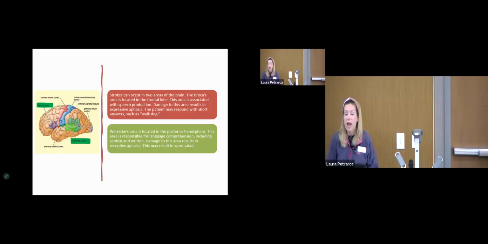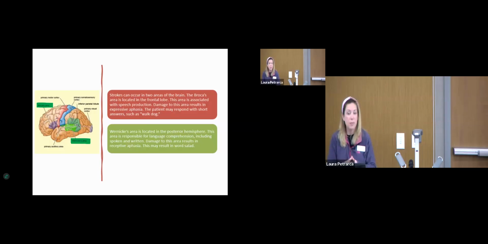Like, okay. And then the Wernicke's area, which is in green, if you can see that, is located in the posterior hemisphere. This area is responsible for language comprehension, including spoken and written. The damage to this area results in receptive aphasia. And like I said earlier, this may result in word salad.